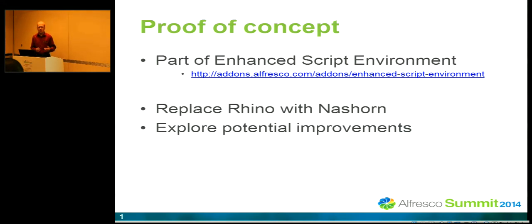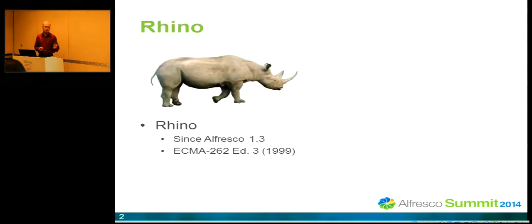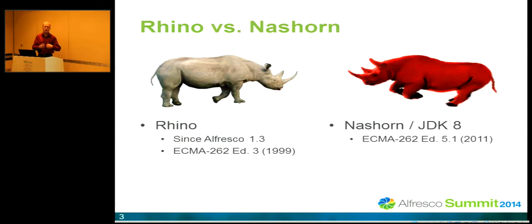The other one would be that Rhino has aged not very well. I mean, it's been in Alfresco for ages, and it has some issues. It implements a very old standard of the ECMAScript specification, and it's not up to date anymore. On the other hand, we have Nashorn, which is a very recent addition to the JDK platform. It is actively being developed by Oracle, so we know it has the newest features of the Java platform built into it, and it supports one of the newer versions of the ECMAScript specification. So it should provide us with a better scripting experience.